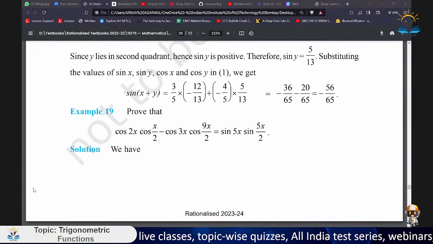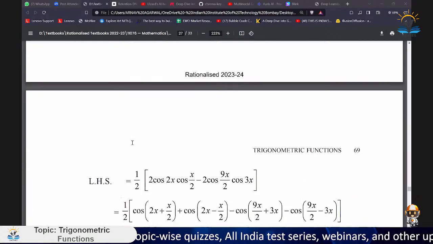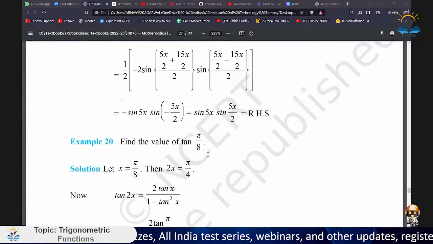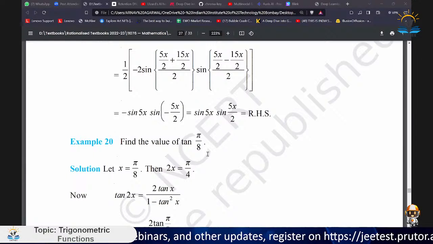Move forward. Let's find the value of tan pi by 8. What is tan pi by 8? It's, I guess, 22.5 degrees, if I'm not wrong. Pi by 4 is 45. 45 by 2 is 22.5 degrees. So we need to find tan of 22.5 degrees.